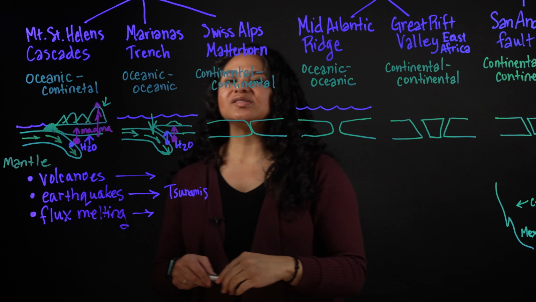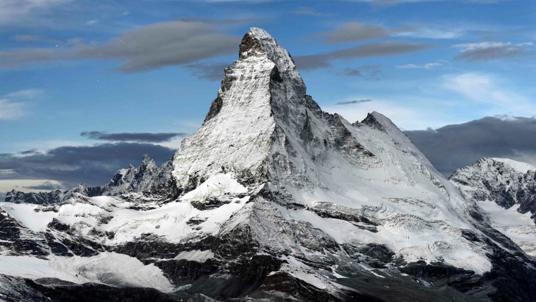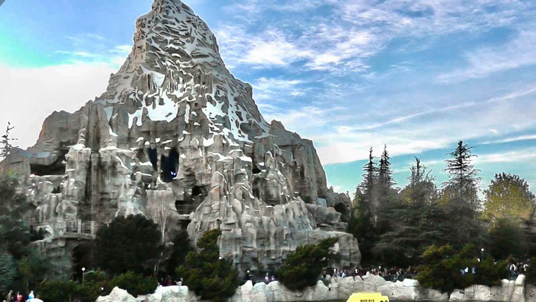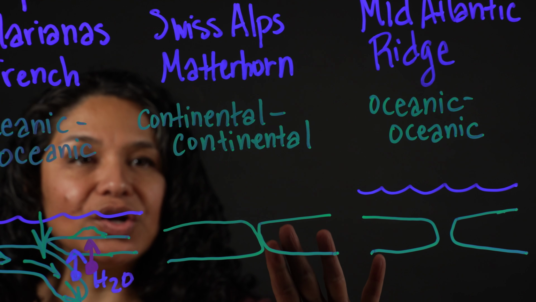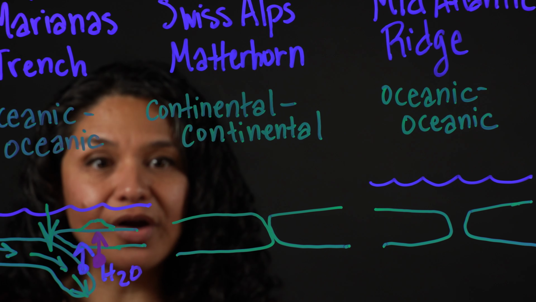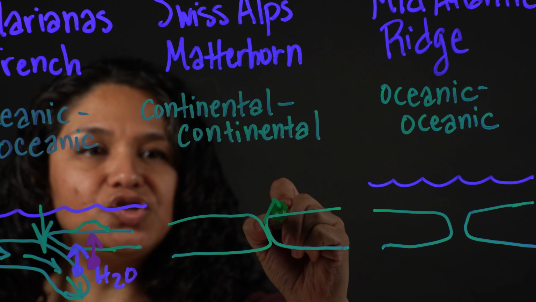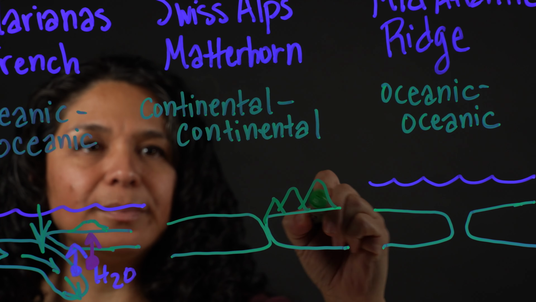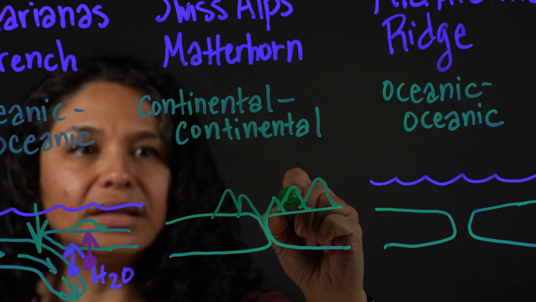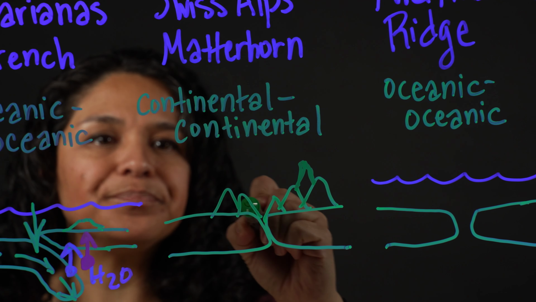Okay, so let's move over to the Swiss Alps. I had a chance to visit Switzerland last year and saw the Matterhorn, the real one, not just the one at Disneyland. And so this is two plates that are continental plates. They're of equal buoyancy and density, so they're just going to keep crashing into each other. So what we see here are just huge, jagged mountains that are forming as these continental plates are colliding, and they're very pointy. So let's say that's the Matterhorn right there.